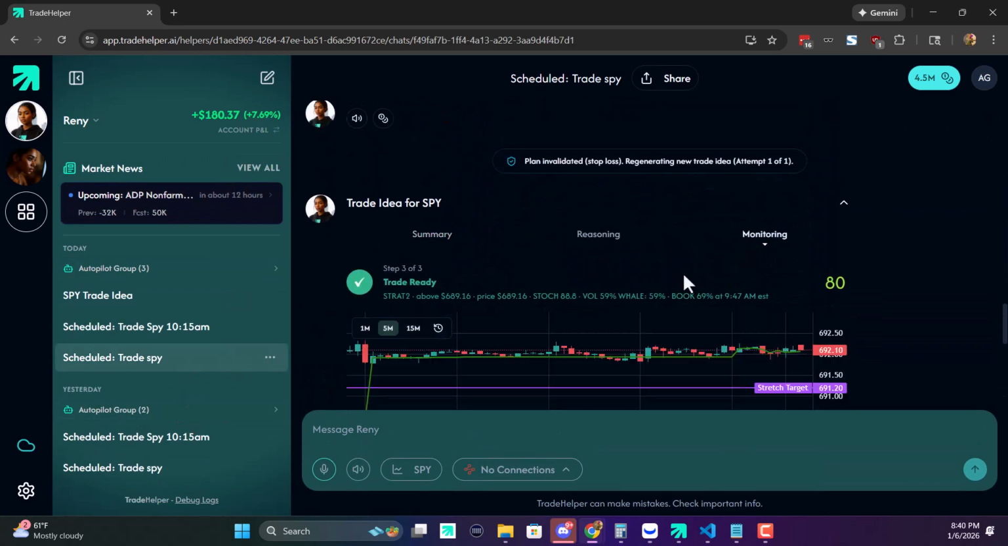Now, does everybody understand what I just explained about the volume, the whales, and the book? Raise your hand if you understand.